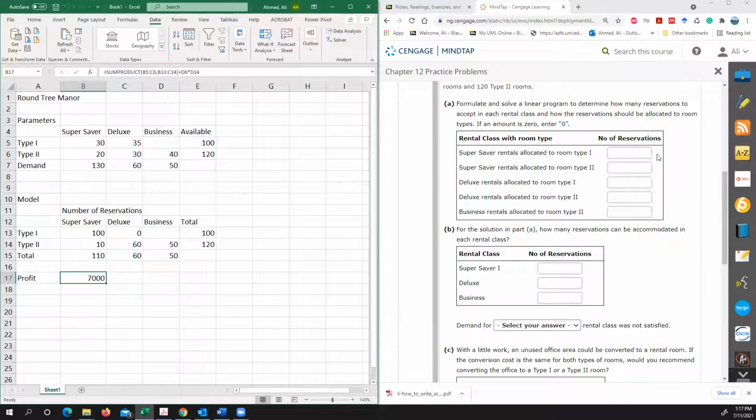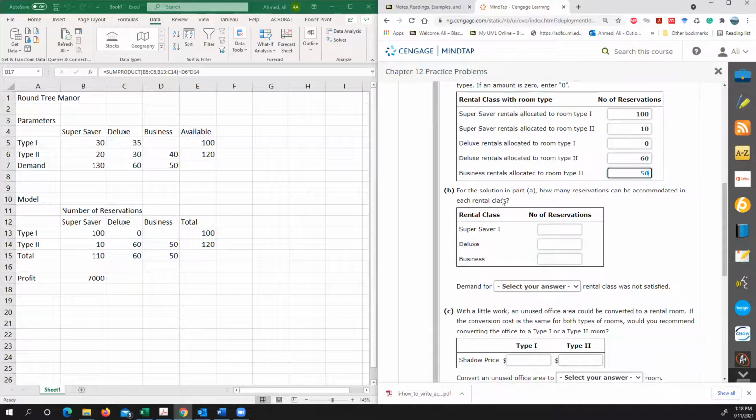So what we can do here, we can go to each type. We have Super Saver with room number type 1. This is 100. And Super Saver with room number type 2, this should be 10. This is Rental Deluxe with type 1. This is 0. And this can be 60. This has to be 50.